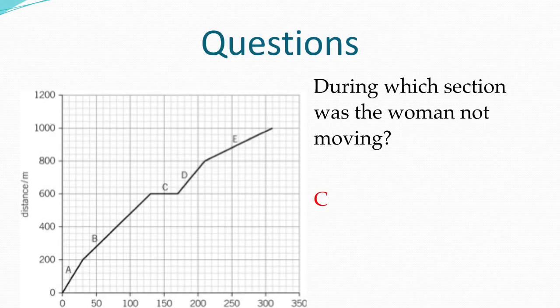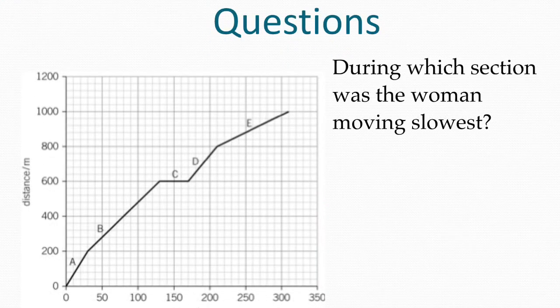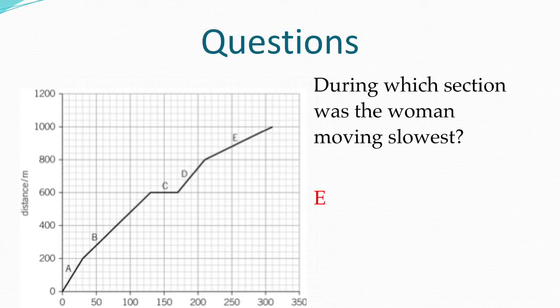The answer was section C. During which section of the graph was the woman travelling the slowest, not including C, which we've already covered? Section E has the shallowest gradient and therefore has the slowest movement.